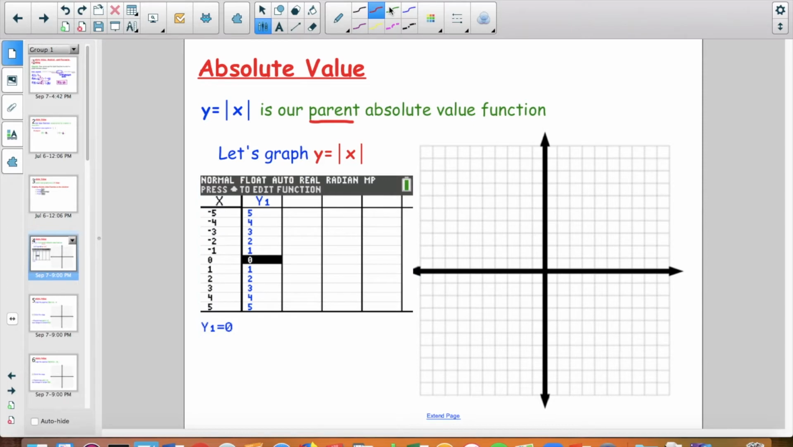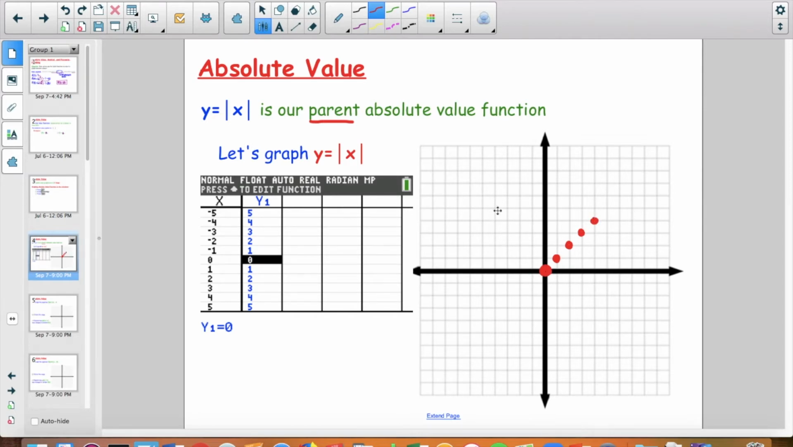So our first point here that I want to plot is 0, 0. Now that is the vertex, okay? It's a point that's in the middle of that pattern. Now we have 1 and 1. So right over here, we have 2 and 2, 3 and 3, 4 and 4, and so forth.